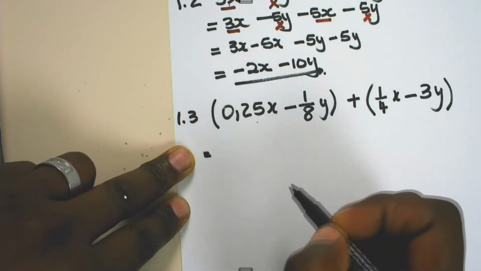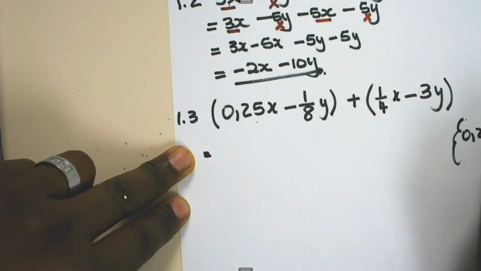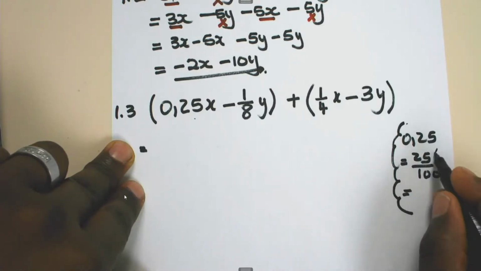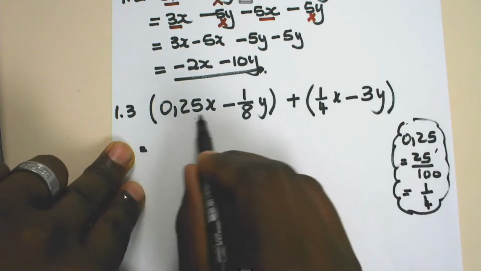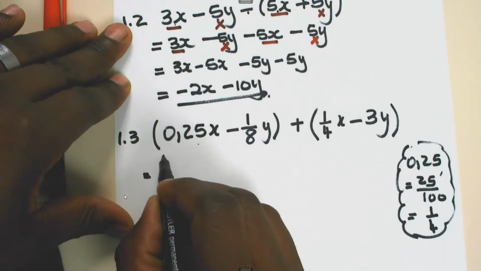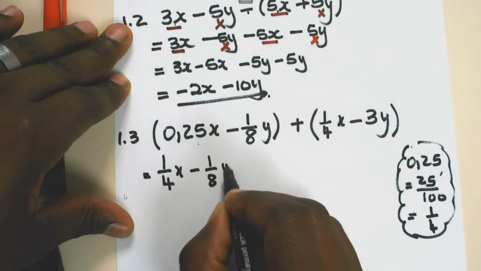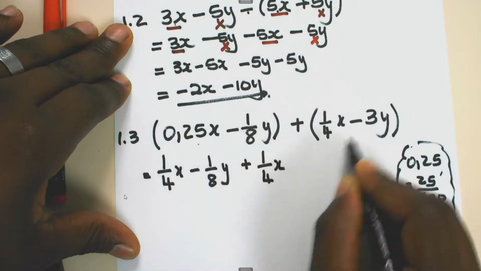So 0.25, let's remember, 0.25 is the same as 25 out of 100. And if you simplify 25 out of 100, you'll be getting 1 in there, 4 in there. So it is the same as 1 out of 4. Can you see that? So it is a quarter of x added to another quarter of x. So in this case, when you remove the brackets, this will be 1 out of 4x minus 1 out of 8y, which is added to another 1 out of 4x, subtract 3y.